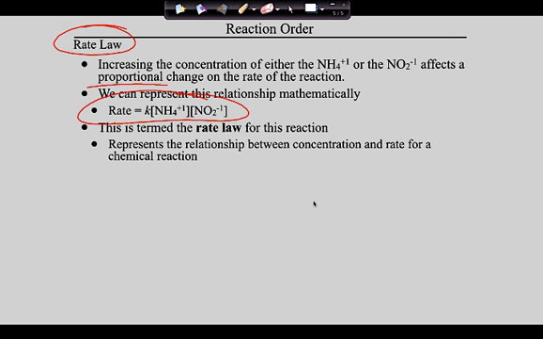So first of all, what is a rate law? A rate law is a mathematical representation of the relationship between concentration and rate for a chemical reaction. If you're not seeing that, we've got concentration and rate, and we've got concentration and we've got rate. That's all a rate law is: a mathematical expression that tells us about the relationship between concentration and rate.